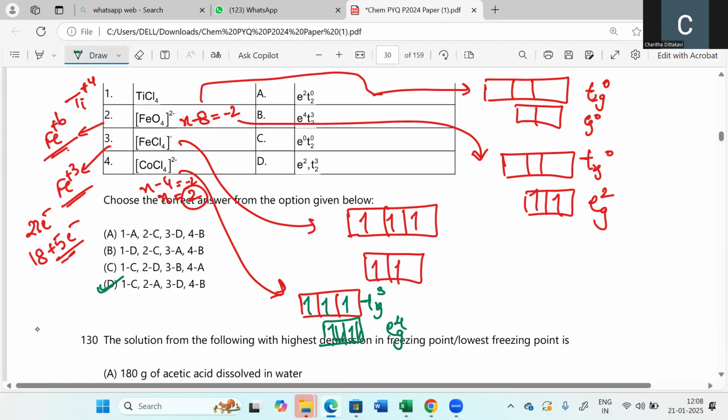1 with C, correct? 1 with C, TiCl4. Right? So E naught and T2 naught. Look at what we got, that is what it is. So 1 with C and just match up. That's it. What we got.